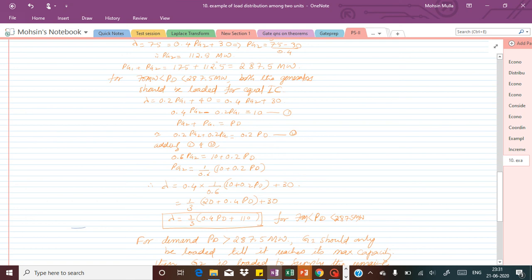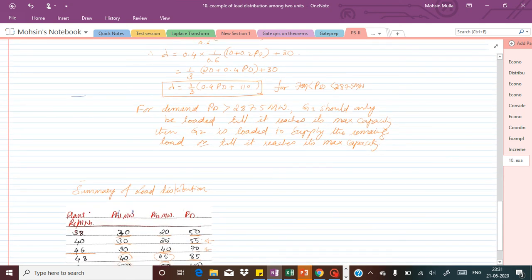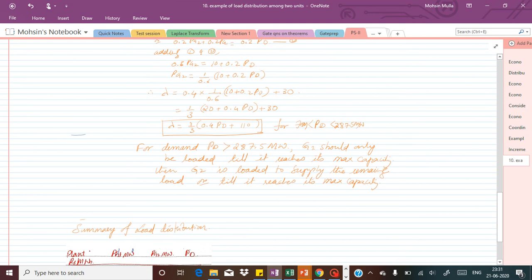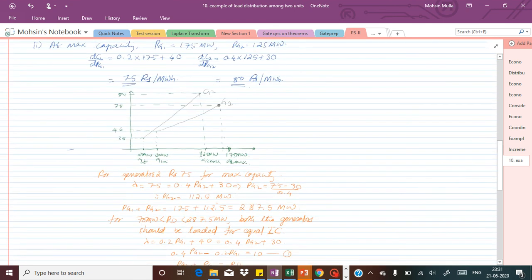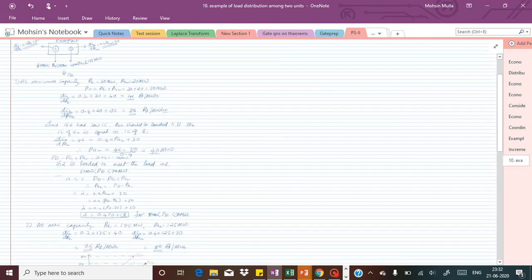And then onwards, for the maximum condition also we tried to obtain the incremental cost, and from that we determined that one plant is more economical, so that plant should be loaded first up to its rated capacity, and if there is any further increase in the demand, then the other unit, which has a little bit higher incremental cost, should be loaded. Okay, so this is how the economic distribution of the load is done on the two units.